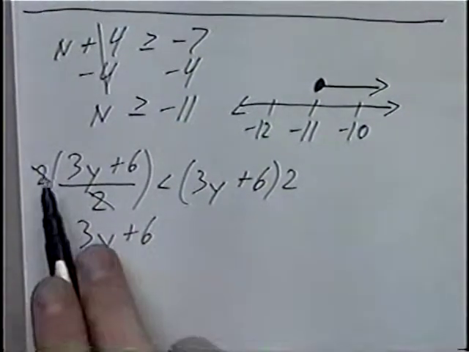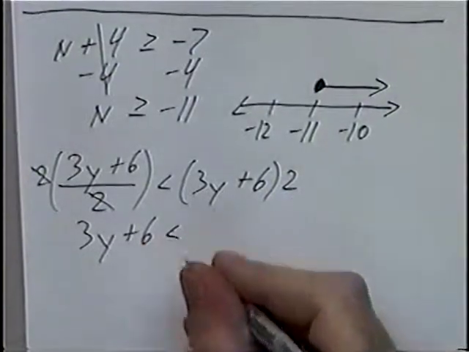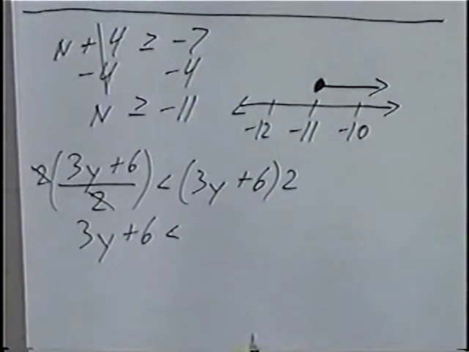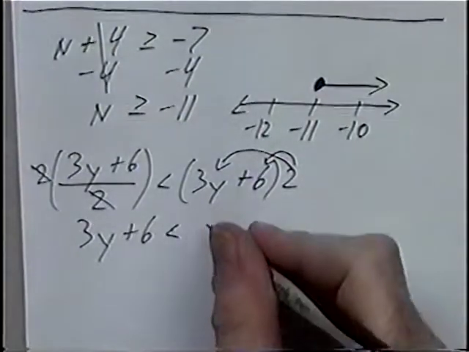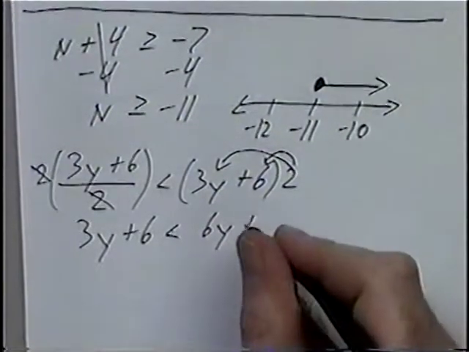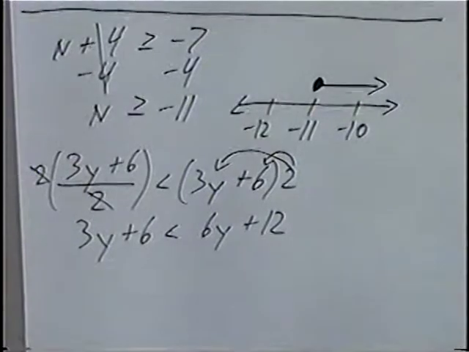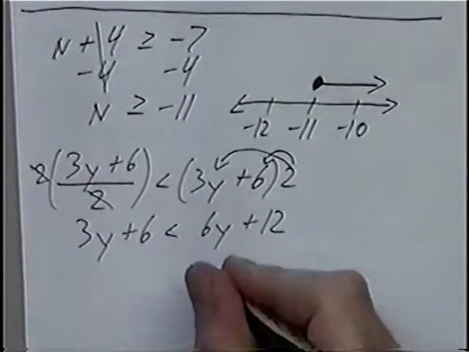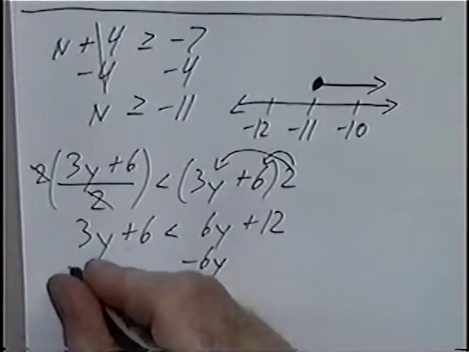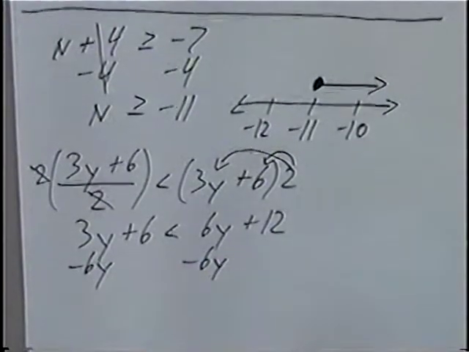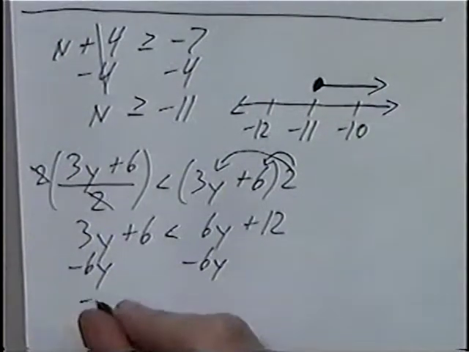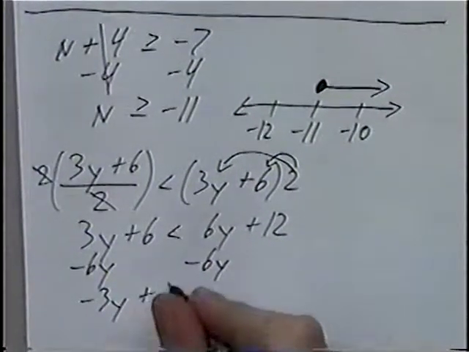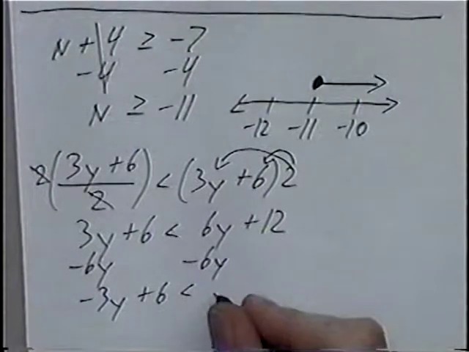If we multiply by a positive 2, the inequality stays the same. And distribute out the 2, we'll be left with 6y plus 12. From here we can solve. Putting all the y's on the left-hand side, subtract 6y. 3y minus 6y would be -3y. Plus 6 less than 12.